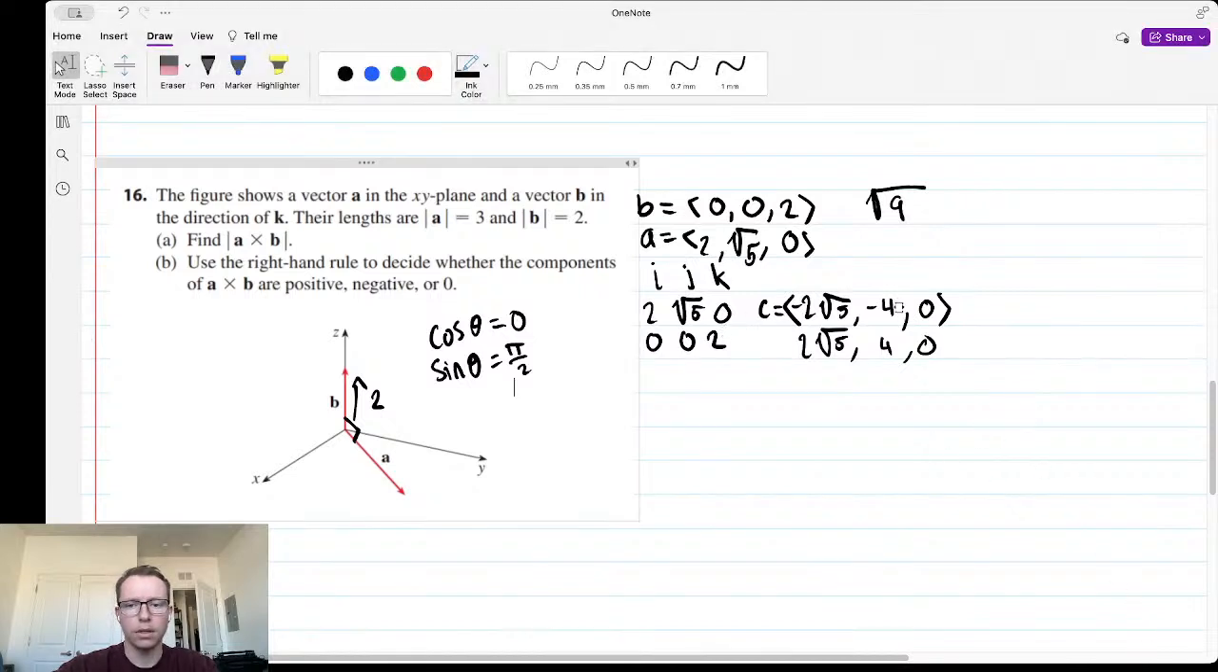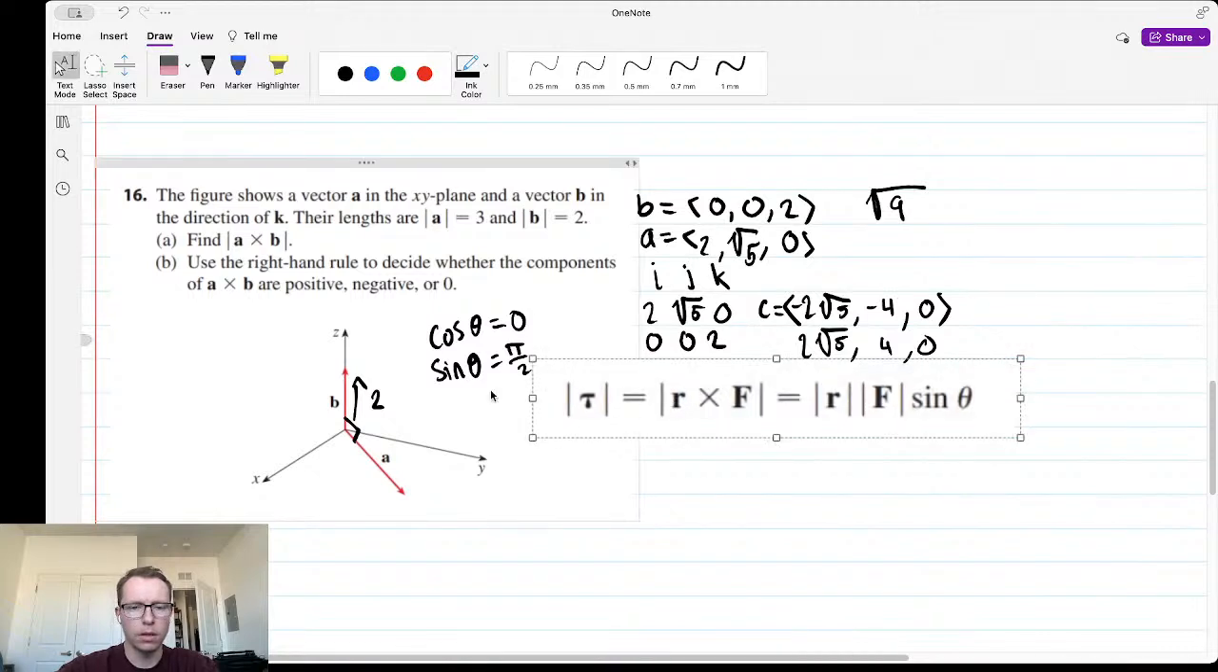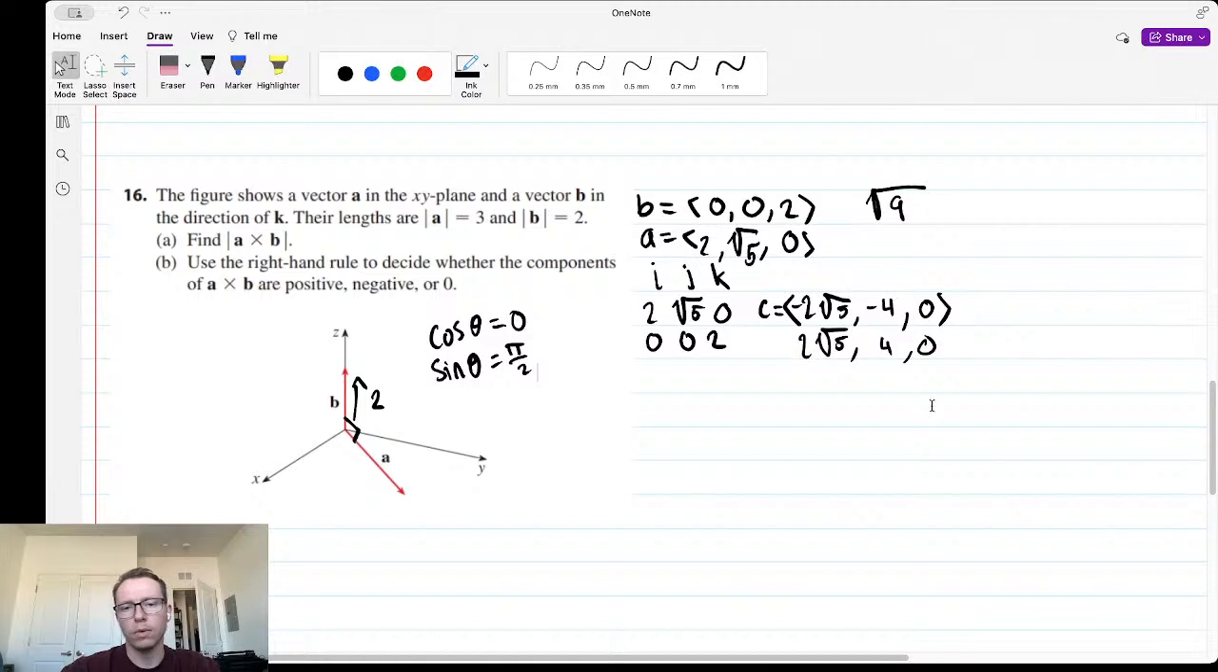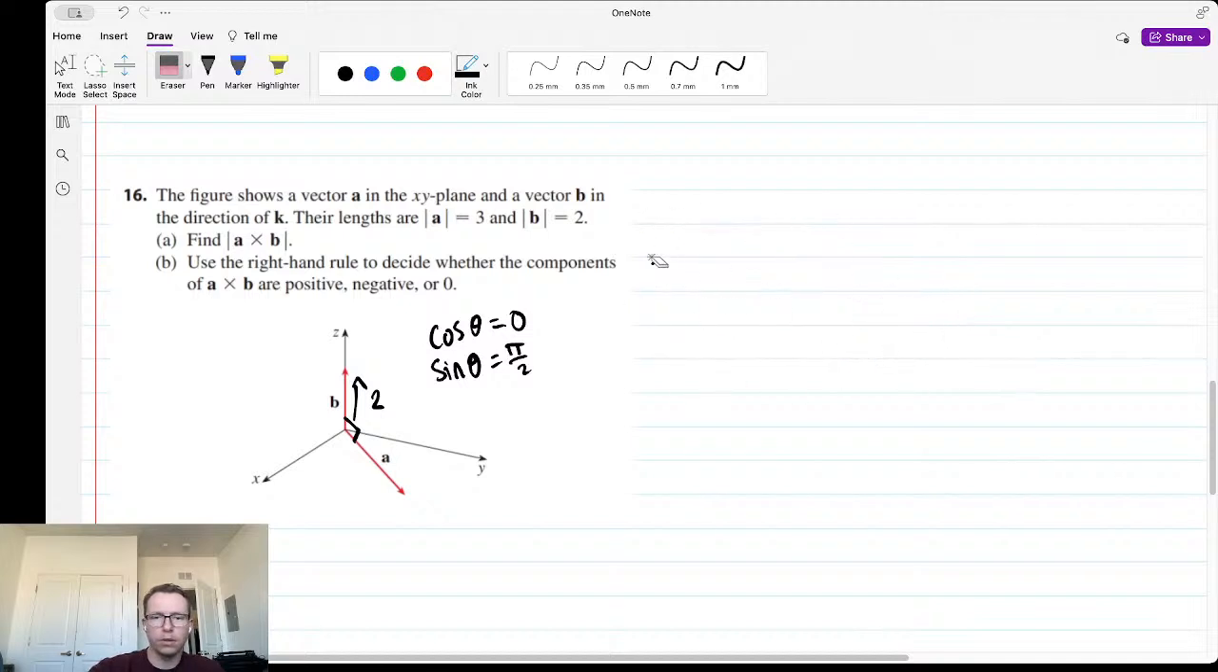I'll copy this into here. So torque, or well, we're just gonna ignore the torque part. So do you guys see that? How it's the magnitude of R cross F equals magnitude of R times magnitude of F times sine theta. So we can just use that. We don't have to lay it out like I had it. So I'm just gonna erase everything. Don't you love that? Doing all that work and then erasing everything.